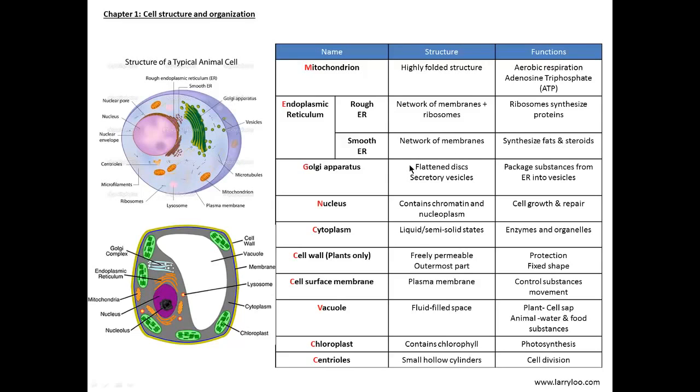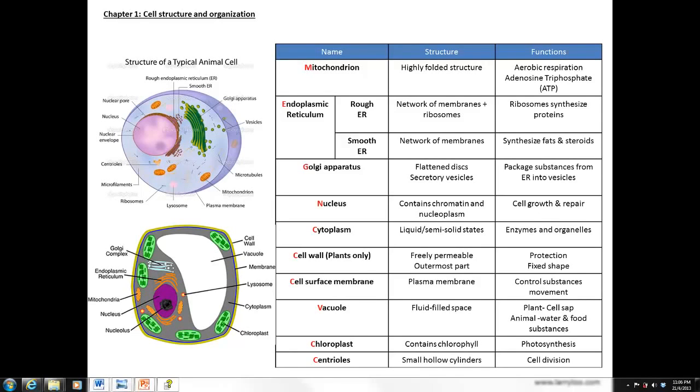Golgi apparatus is a series of flattened discs, and part of it pinches off to form secretory vesicles. Its function is in packaging substances from the endoplasmic reticulum into vesicles. The nucleus is the most important part of a cell. It is essentially the command and control center of every cell, and it contains nucleoplasm and the chromatin, or rather the DNA. The chromatin contains all of the genetic information needed for the cell to divide and replicate, and that is why the main function of the nucleus is in cell growth and repair.